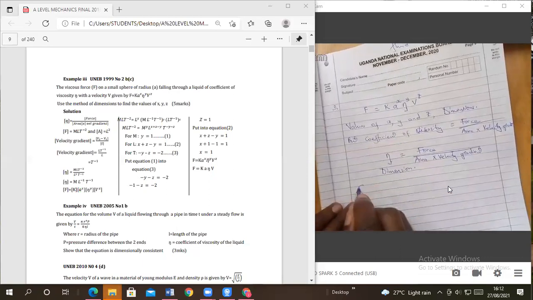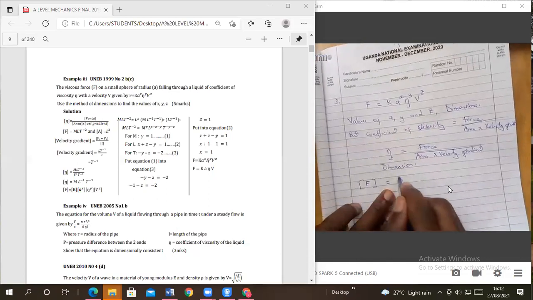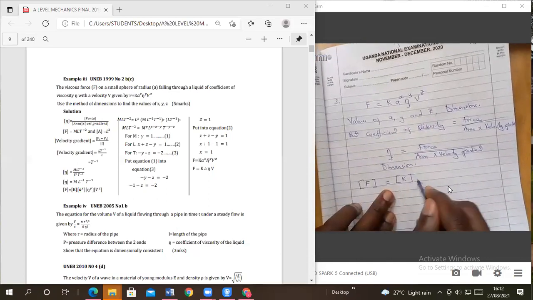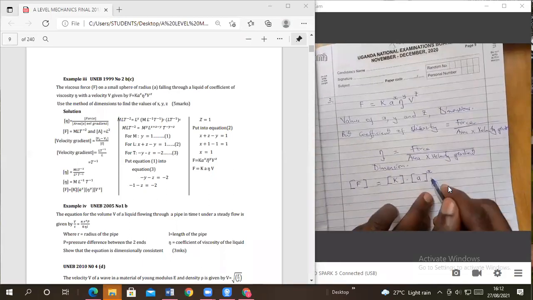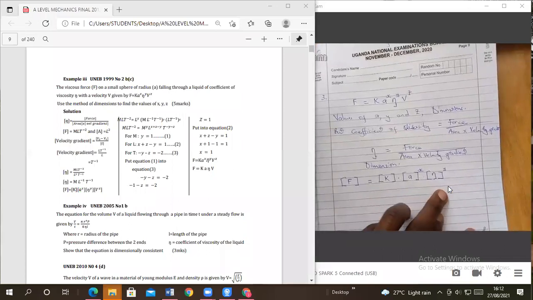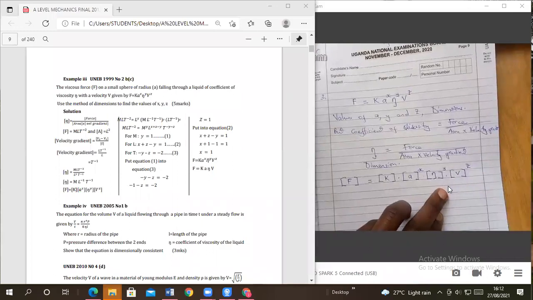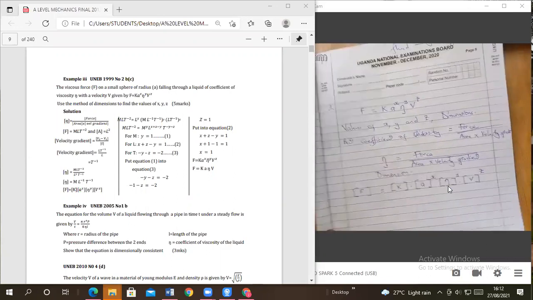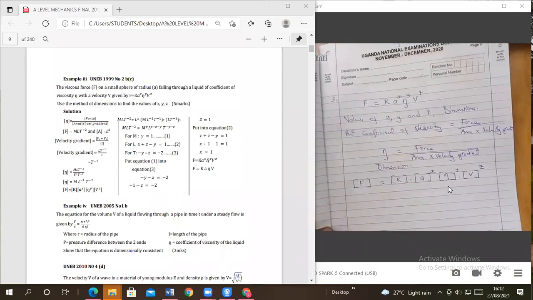So we get the dimension of the force F. The dimension of the force F must be equal to the dimension of the constant k times the dimension of A to the power X, times the dimension of the coefficient of viscosity to the power Y. Then we also get the dimension of velocity to the power Z. But we know, what's the dimension of force? Members, what's the dimension of force?